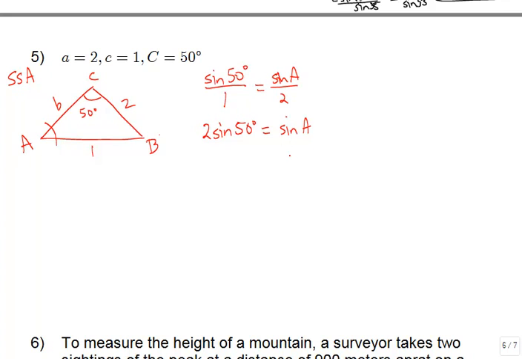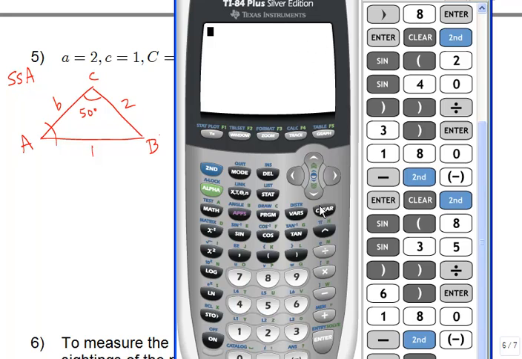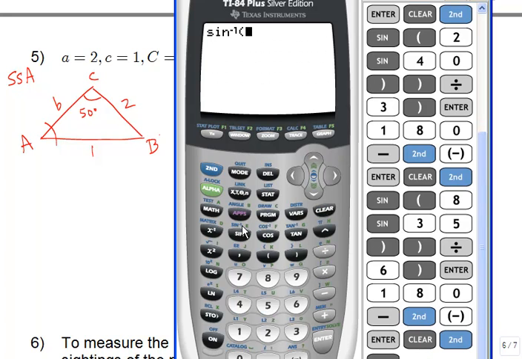And to solve this for A, I have to undo that sine, so I would need to do an inverse sine of 2 sine 50 degrees. So we need to pull up the calculator and punch that in. So inverse sine of 2 sine 50 degrees.